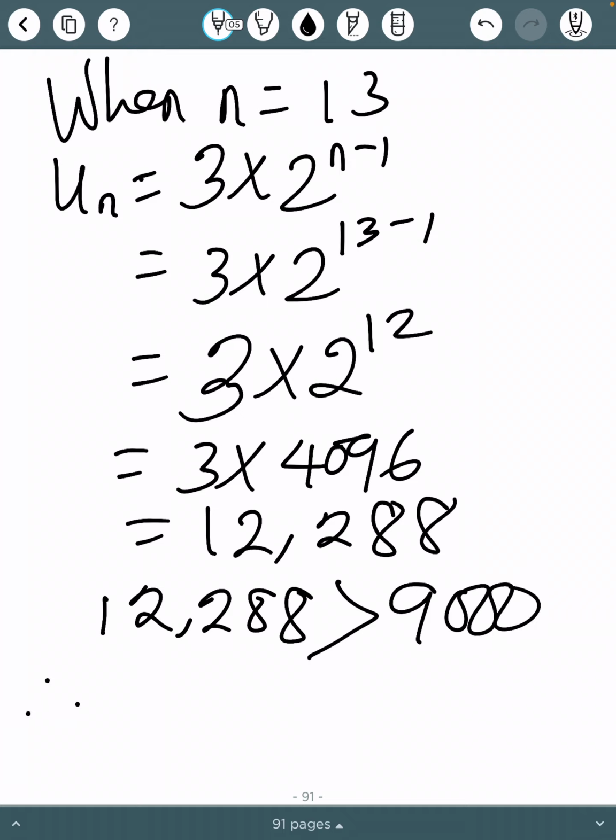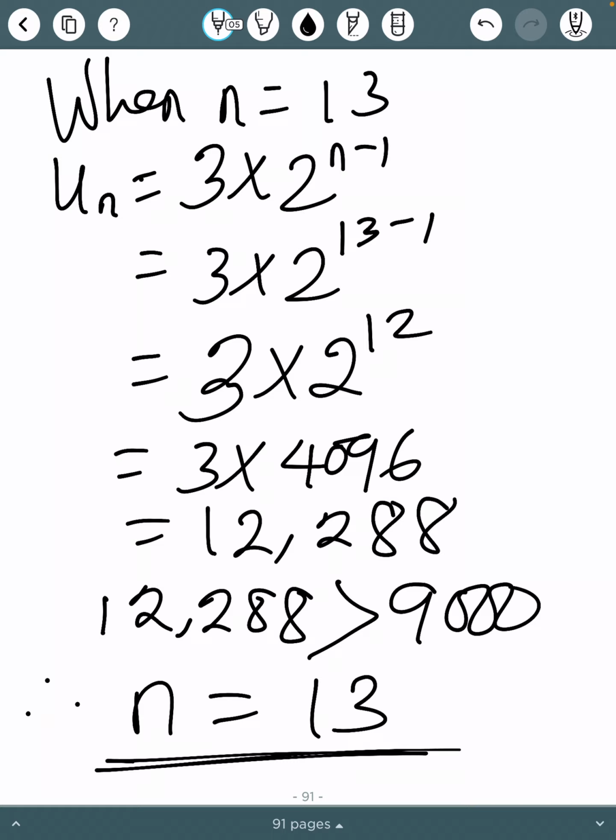So that means the least value of our n for which un is greater than 9,000 is 13. That solves the question in number 22a, Roman 1-2. Now, let's go to number 22b.